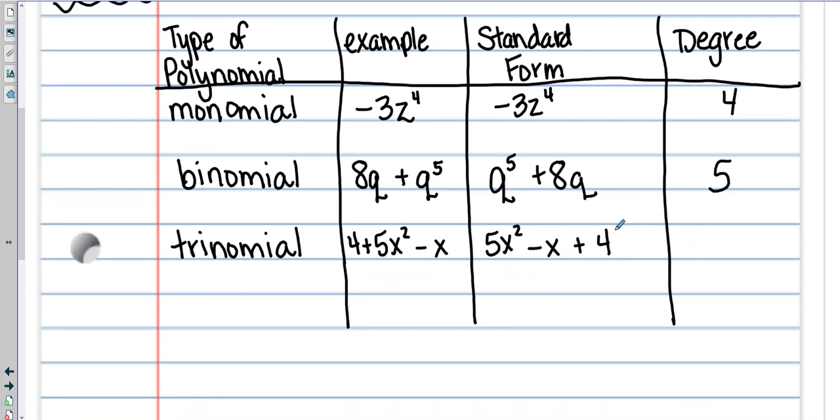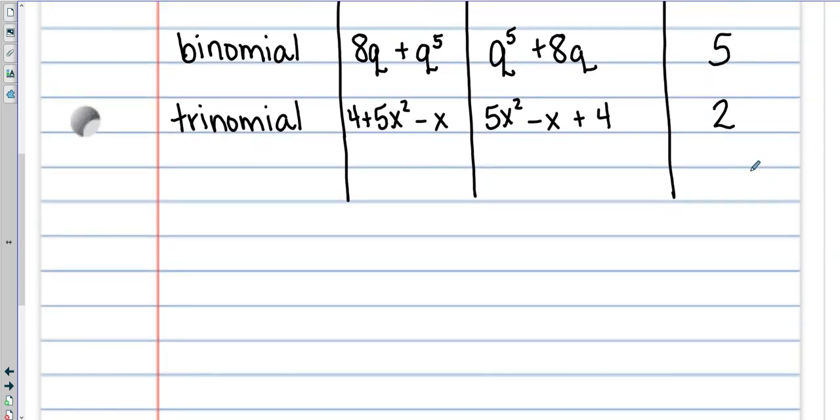Now we want to find out what is the degree of this whole polynomial. Well, you just only look at the first term, and here we have x to the second power, so the degree is 2. Okay, so what we found out here was this.